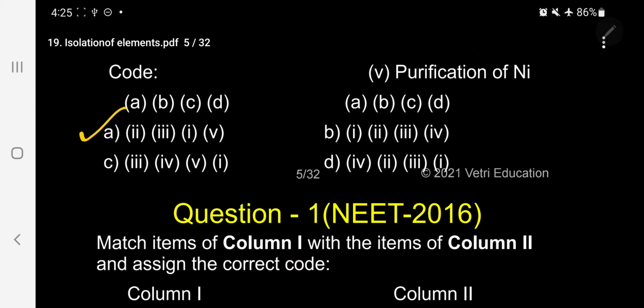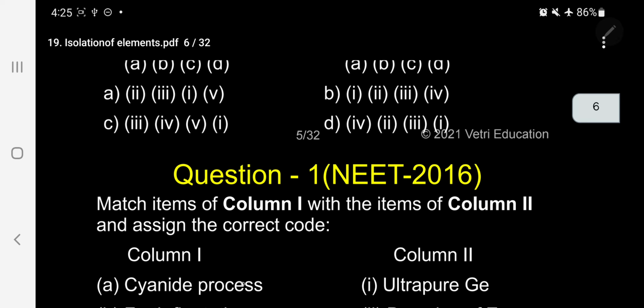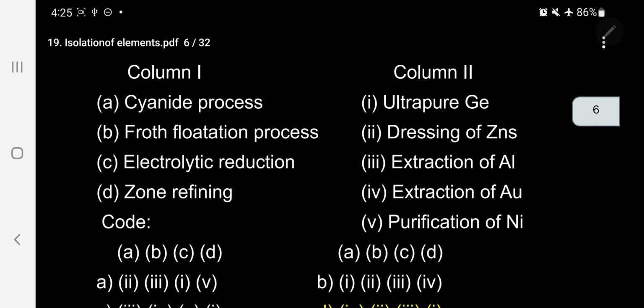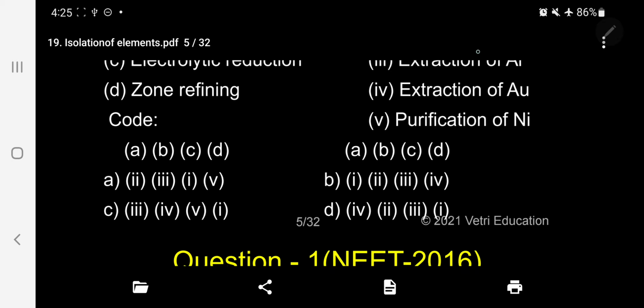Kindly follow. Let me give a very simple idea. First, just see here. Cyanide process is suitable for, I told you, purification of gold. That is 4. So cyanide is A. Just think where is 4? A equal to 4 is present in D. Kindly follow. In no other answer is A equal to 4 there.